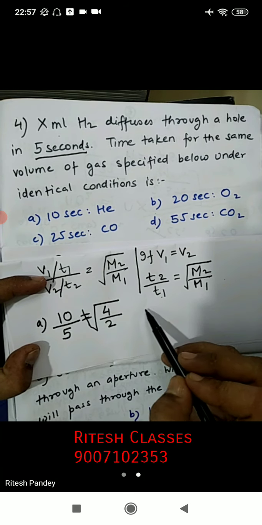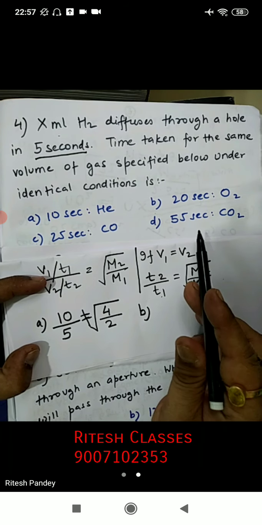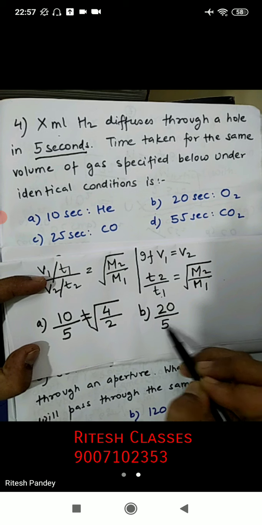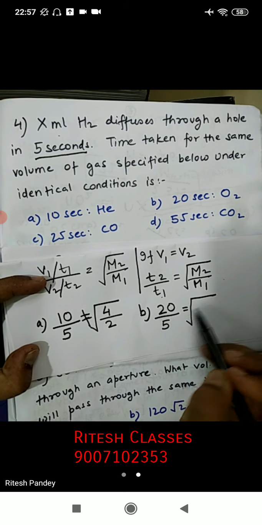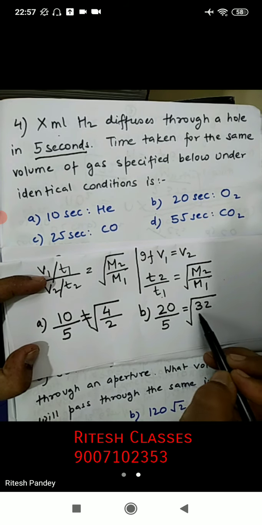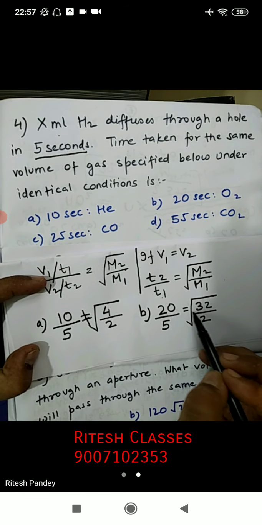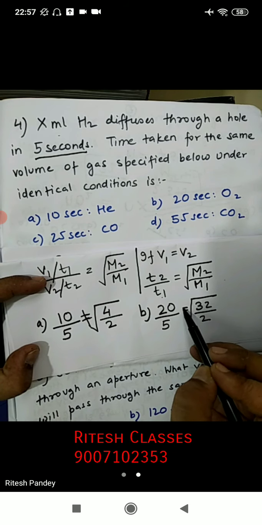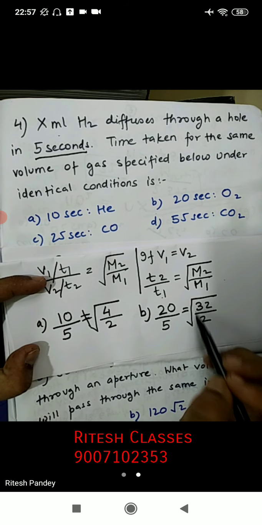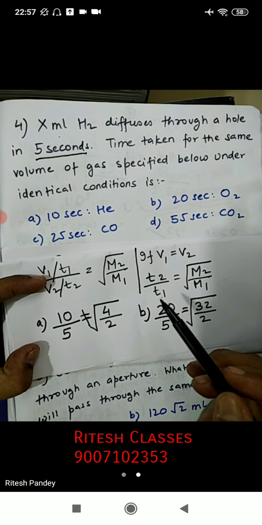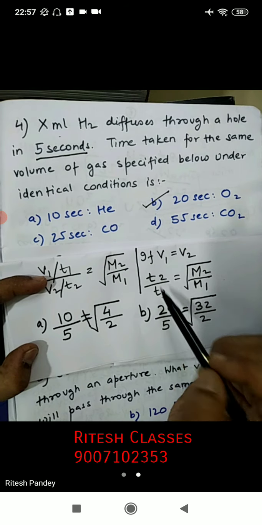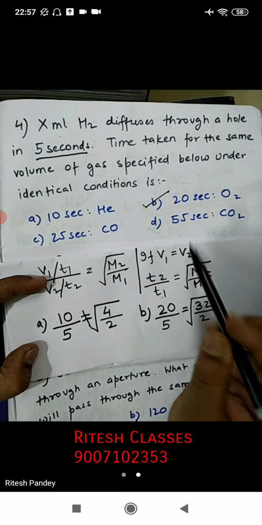This is wrong. Option B, 20 seconds for oxygen, same volume. So, for oxygen, time taken is 20. For hydrogen, it was 5, and naturally, the molecular weight of oxygen is 32, hydrogen is 2. Now, this will match. Root 16 is 4, and this is also 4. So, this equality will match. 4 is equal to root 16, and option B will be right. You can check for the rest of the options, but right now, I find option B correct.